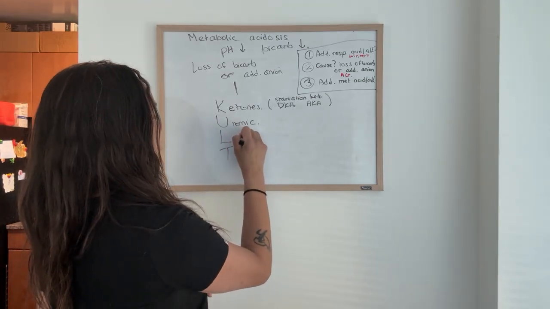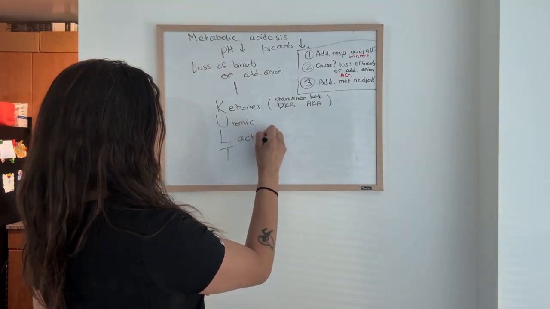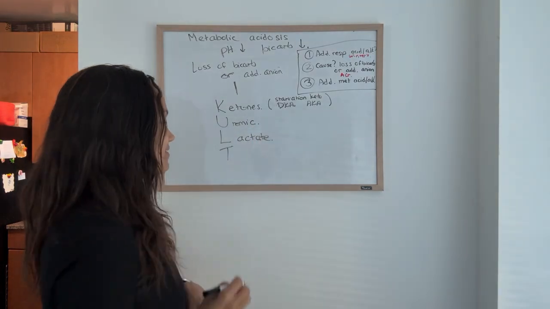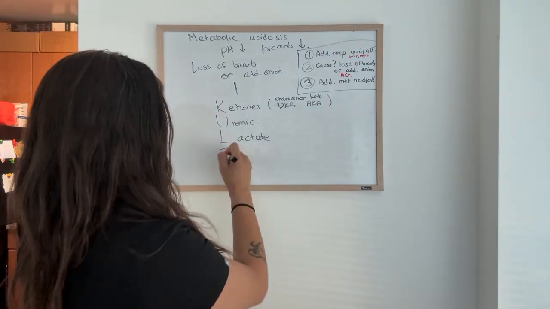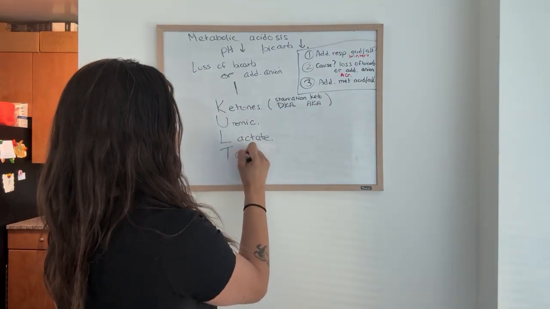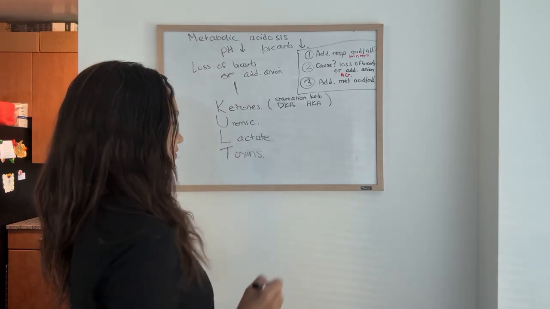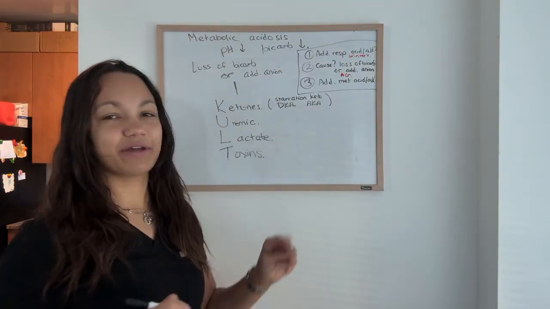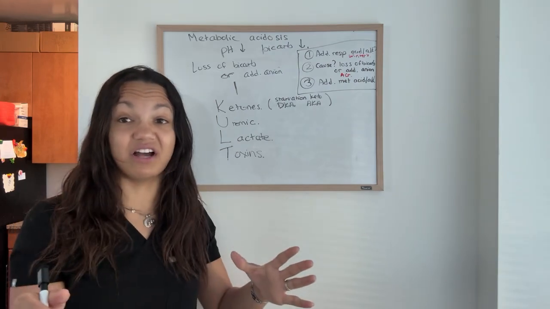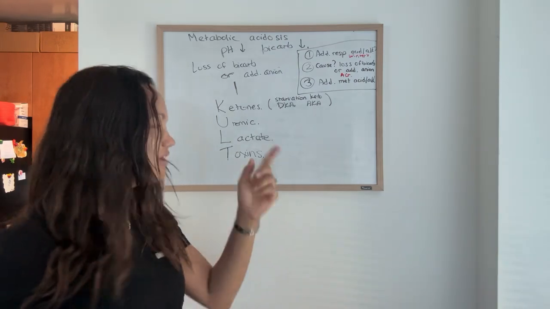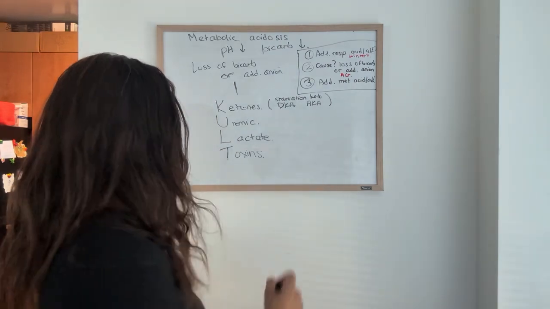L, what does L stand for? Lactate. Honestly, it's probably going to be the majority of your high anion gap metabolic acidosis. T is toxins. I came up with a thing because there's so many toxins. I was like, how can you just say toxins and not tell me which one? This mnemonic doesn't help. So I came up with a thing to help us with the T in toxins.